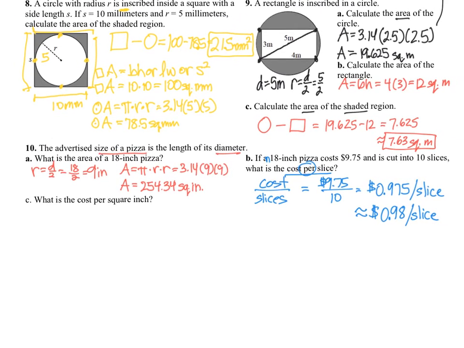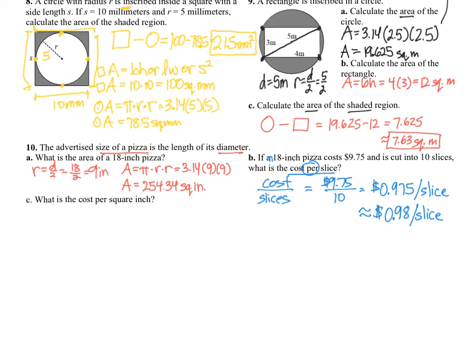But letter C asks, what's the cost per square inch? So this is where we needed the area. Now again, it's cost per square inch. So that means I need to divide the cost by the square inches. And the cost is still the 9.75. And I need to divide that by the area, which is the 254.34. And remember how a lot of you guys didn't want to do this because you're uncomfortable dividing the smaller number by the larger number. But that's what it needs you to do.